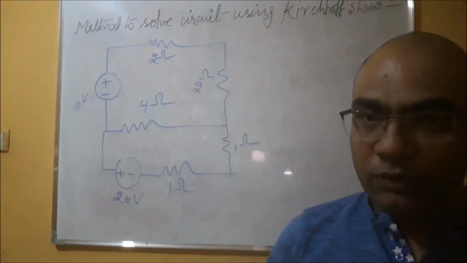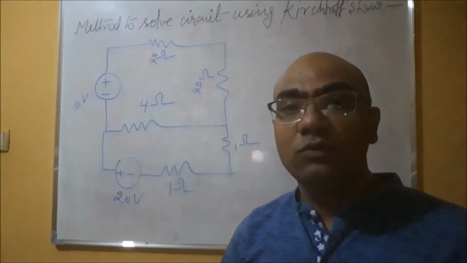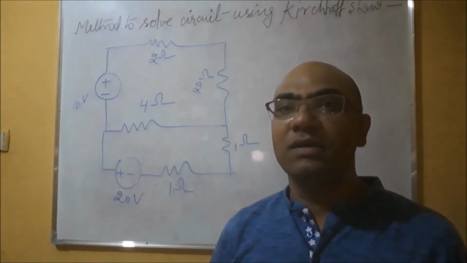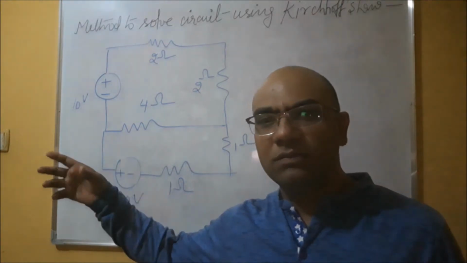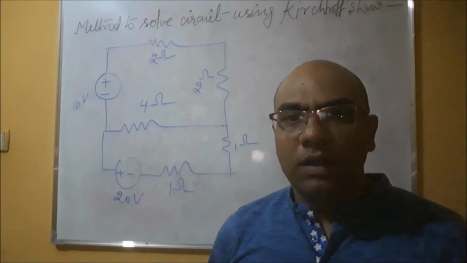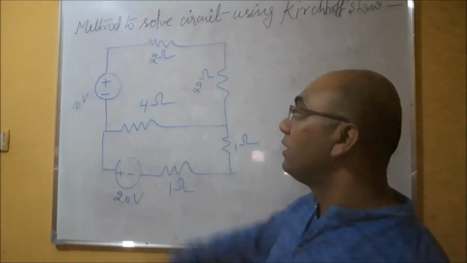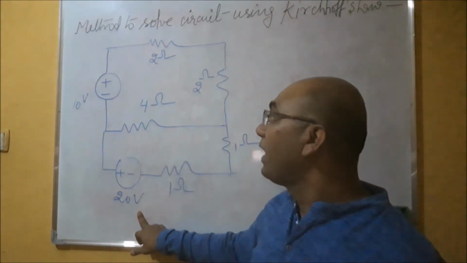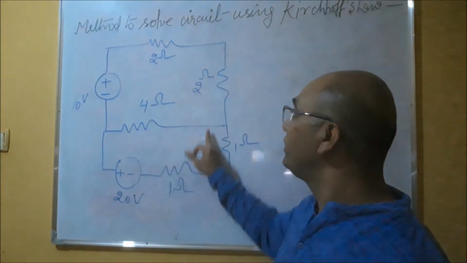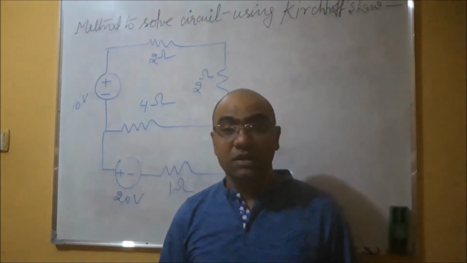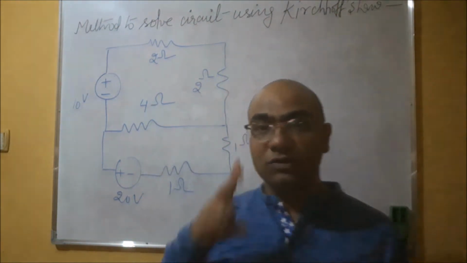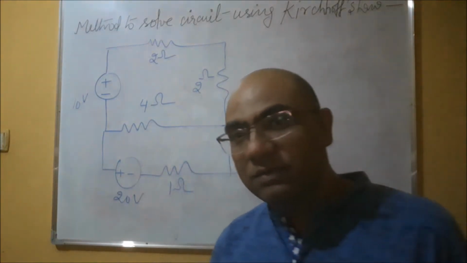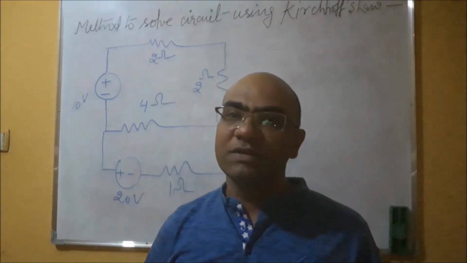So what we are doing is trying to find the currents and voltages in the circuit. This circuit has two voltage sources, 10 volt and 20 volt, and the resistances are 1, 2, 3, 4, 5. So we have 5 resistances and 2 voltage sources. Let us start with the recap which I gave you in the previous lecture.